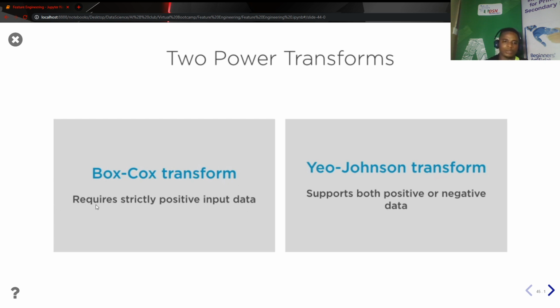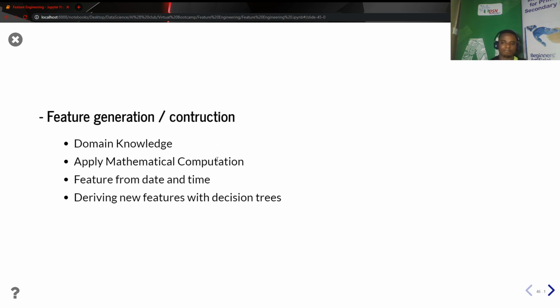What's the difference? The difference being that Box-Cox transform requires strictly positive input. That is, all the input you are passing through the Box-Cox transform, all of them should be positive. The reverse is the case for your Johnson transform. Your Johnson transform supports both positive and negative data.